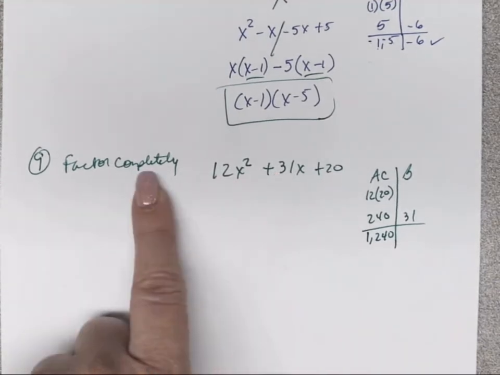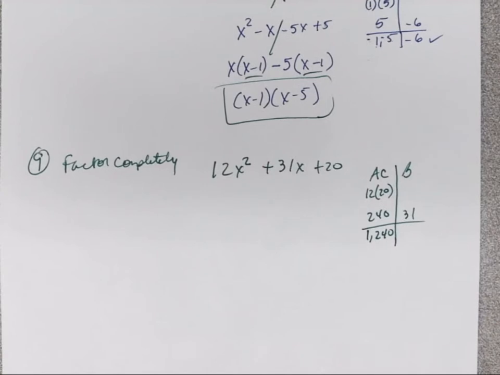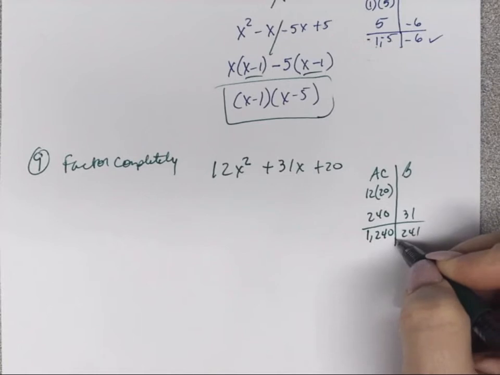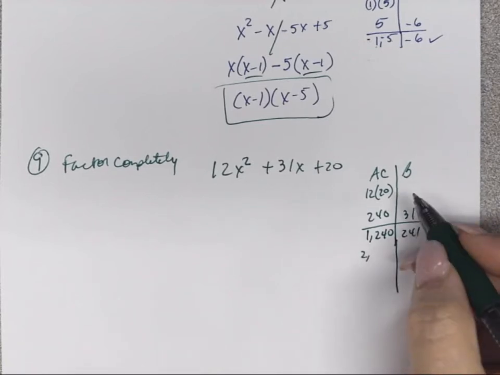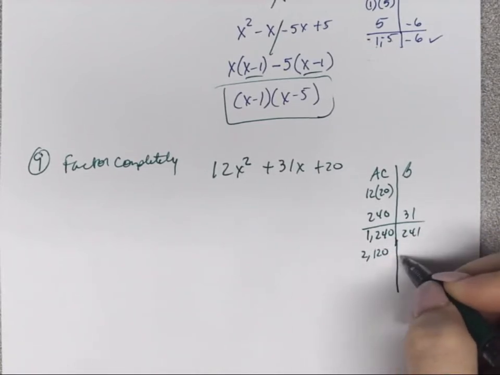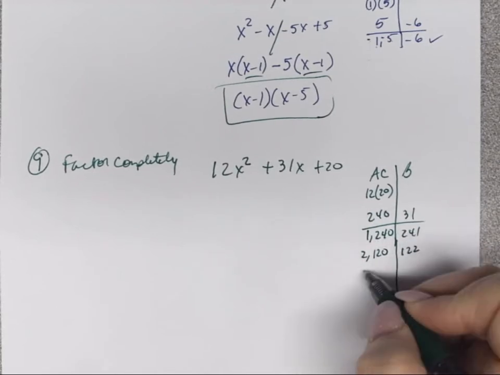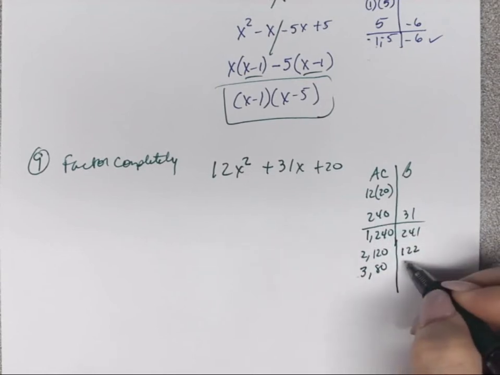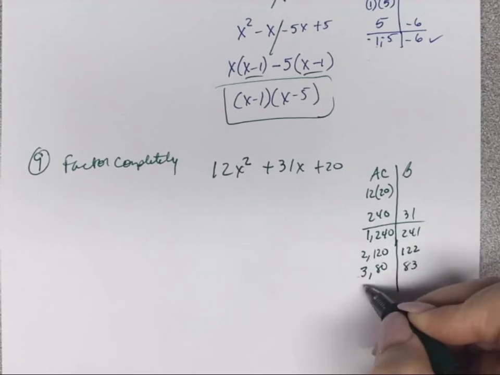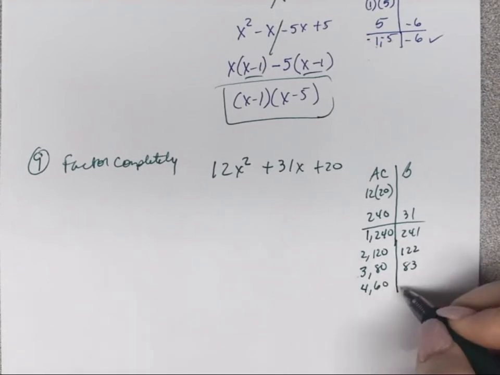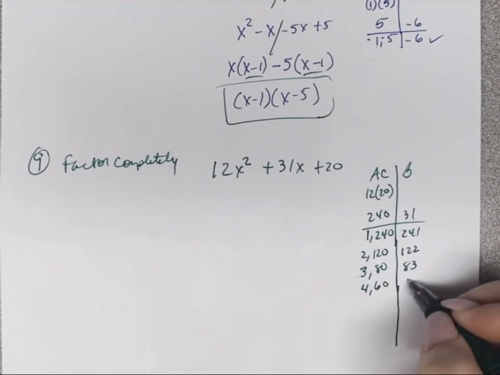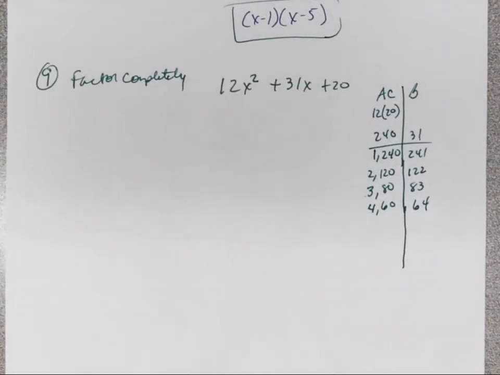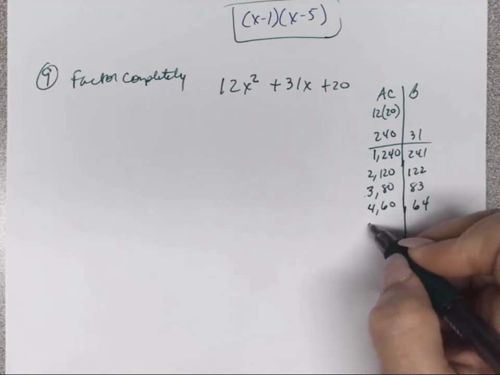I can see that they're all positive, so it'll be all positive factors over here. So 1 times 240 is 240. When I add them, I get to 241. 2 times 120 is 240. When I add it, I get to 122. 3 times 80 is 240. When I add, I get 83. 4 times 60 is 240, and when I add it, I get to 64. You don't have to list all of them, but I do this so that I make sure I don't miss anything, and it helps you really see how to do it.